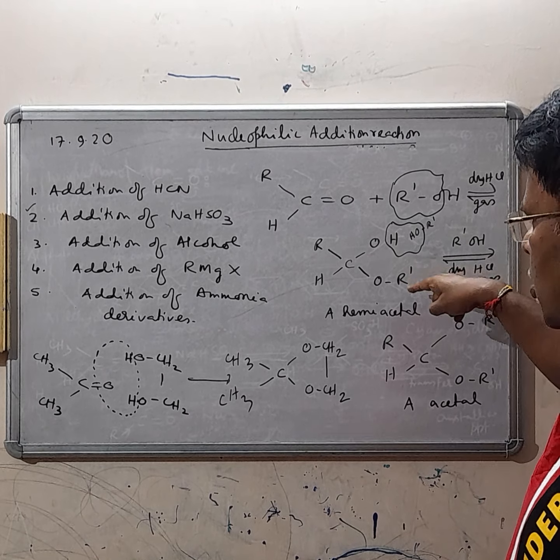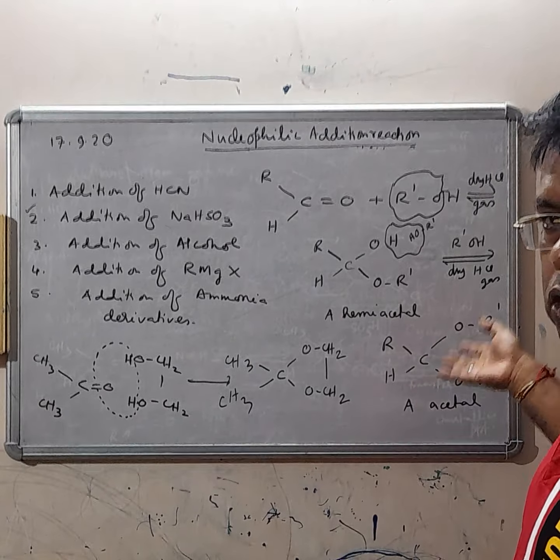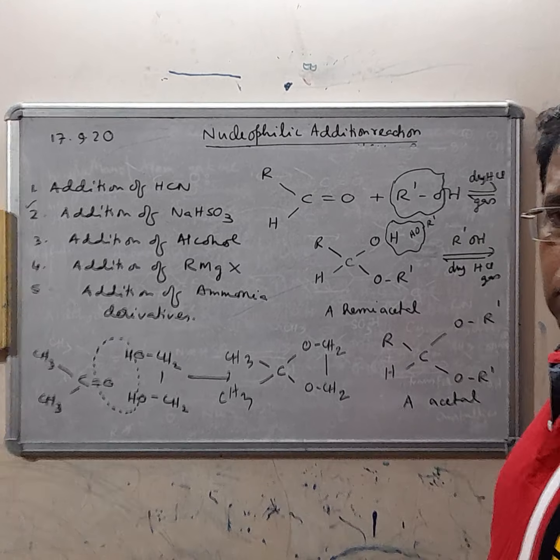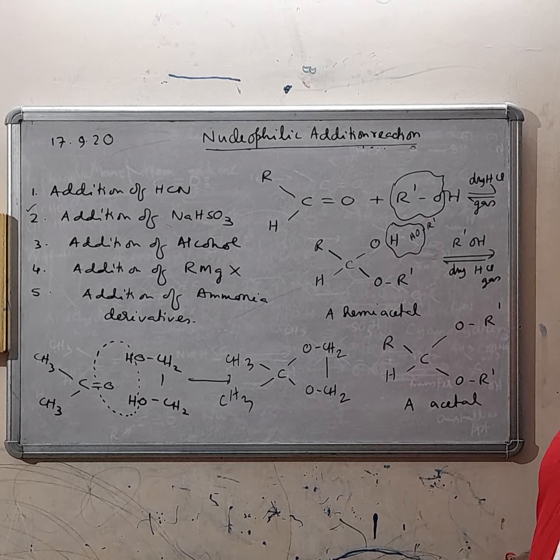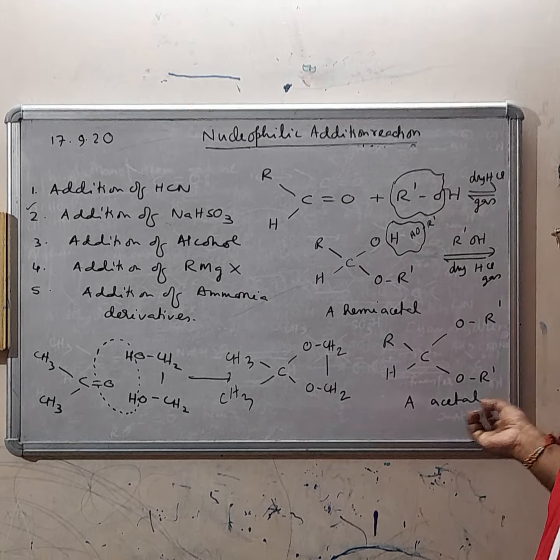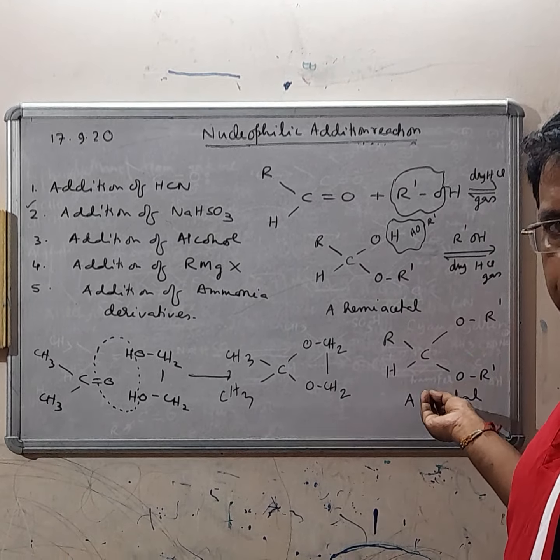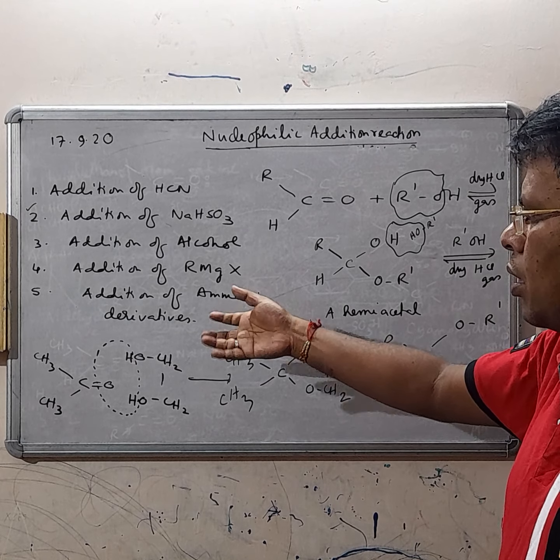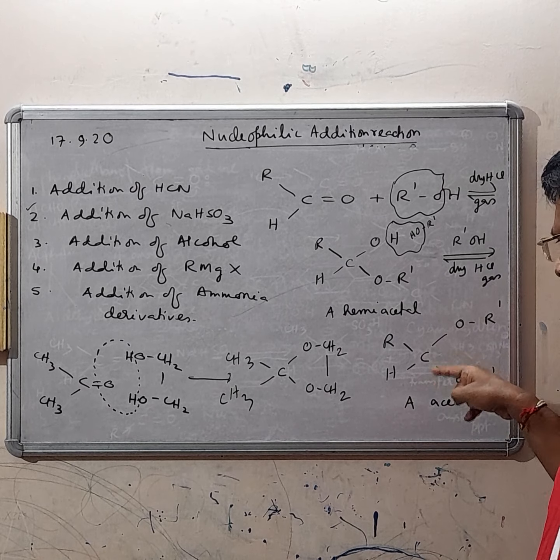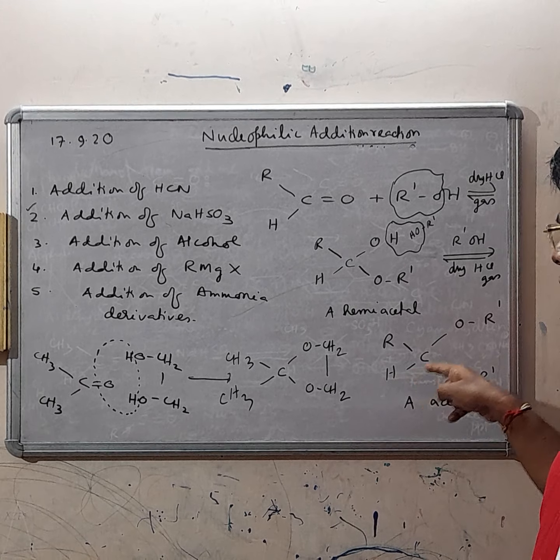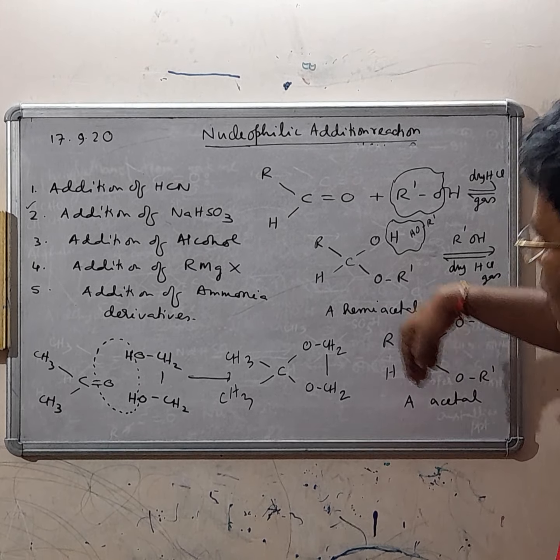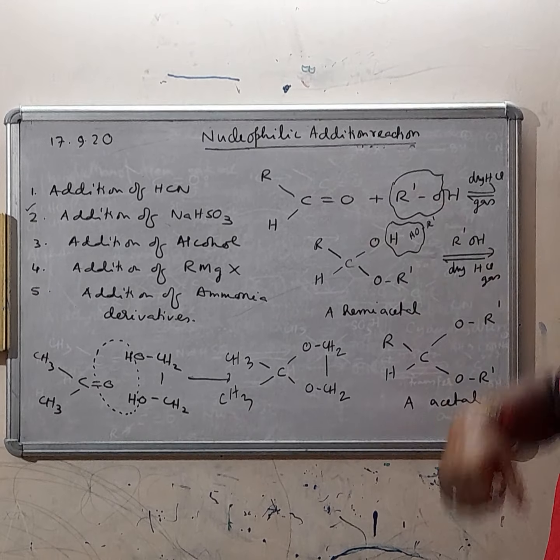Now the formation of hemiacetal, the formation of acetal also enables us to separate a carbonyl compound from a non-carbonyl one. Carbonyl compound will give this acetal, non-carbonyl compound will not give this acetal, and on treating this acetal with acid, we will get back the starting aldehyde.